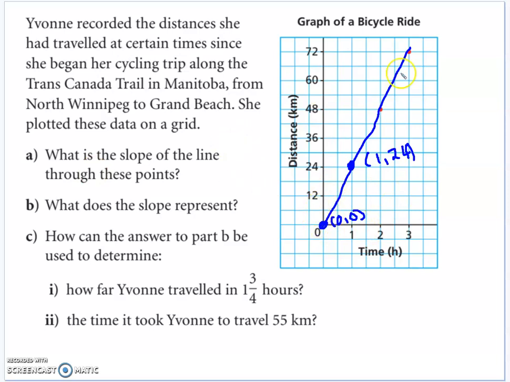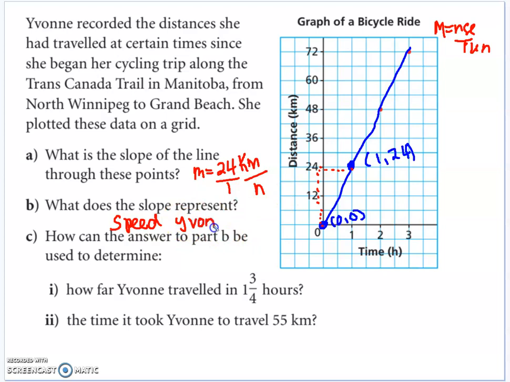So we'll go rise divided by run. If I start at this point, I rise up towards the positives 24. And then I'm up here now and I run over 1. But in this case, because there are units, I should include them. So it's 24 kilometers in 1 hour. And what does this represent? It represents the speed of Yvonne's cycling trip.